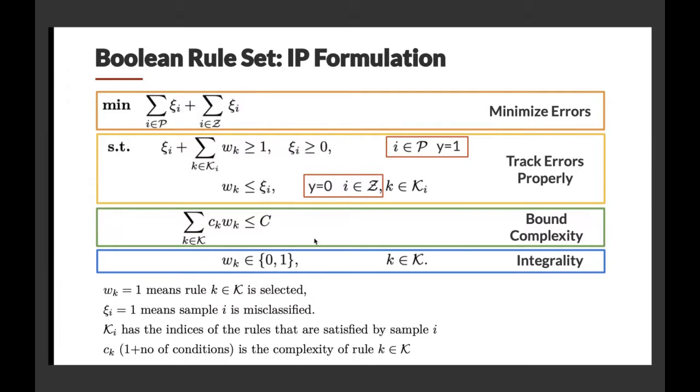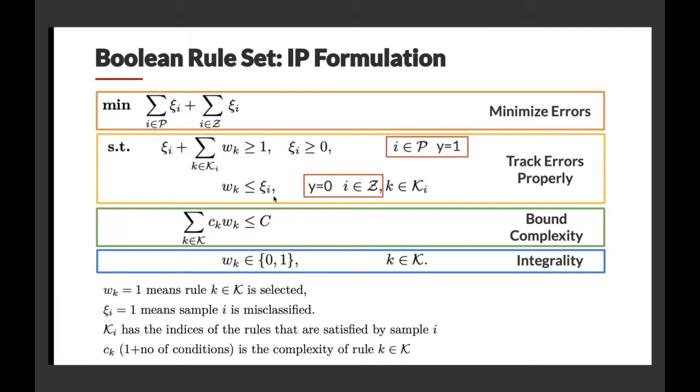The other thing that we add is this bound on complexity. The complexity of a rule is just the number of clauses in that rule plus 1. And what we do is put an overall cap on the total complexity of our rule set. There are two reasons for that. The first is that it acts as a tool for regularization, ensuring that we're not overfitting our data. And the second is that it helps with interpretability, because obviously, if you have thousands of rules and hundreds of clauses in each rule, from a practical perspective, your rule set is no longer interpretable.